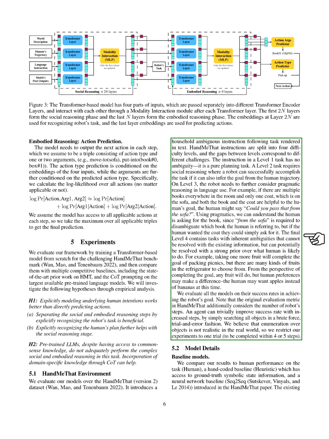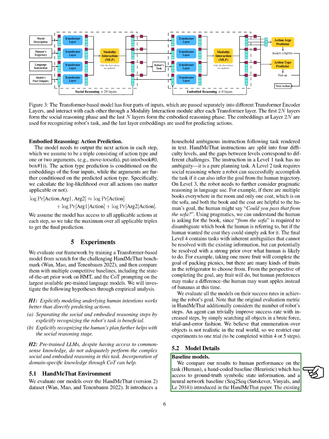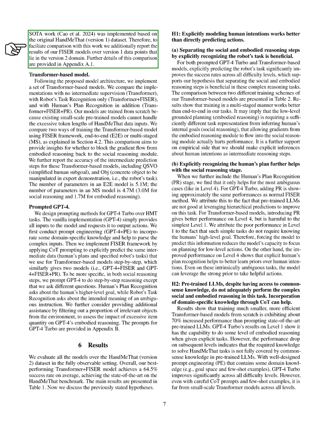Section: Baseline Models. In this section, we compare our results to human performance on the task, a hand-coded baseline that uses true symbolic state information, and a neural network baseline from the HandMeThat paper. The existing state-of-the-art work was based on the original HandMeThat dataset, so we also report our FISER model's results on version 1 data points that fit within the version 2 domain. More details about this comparison can be found in the appendix.